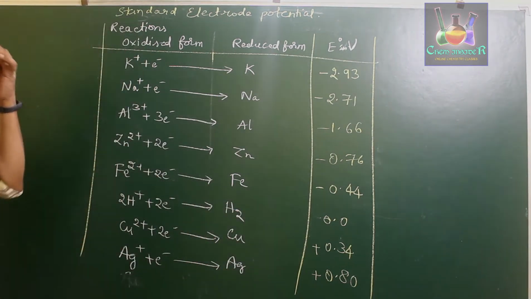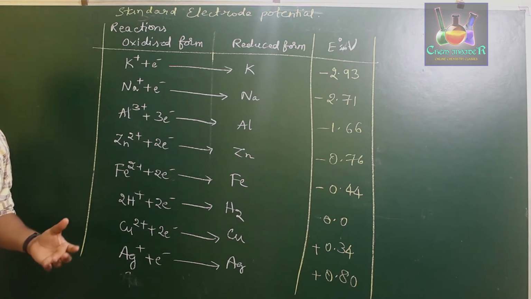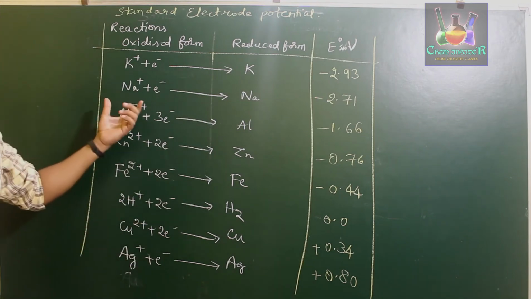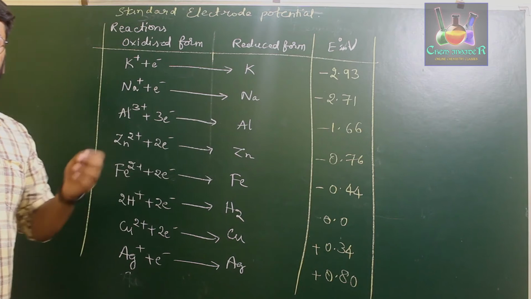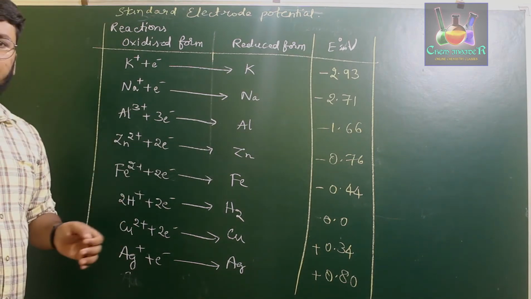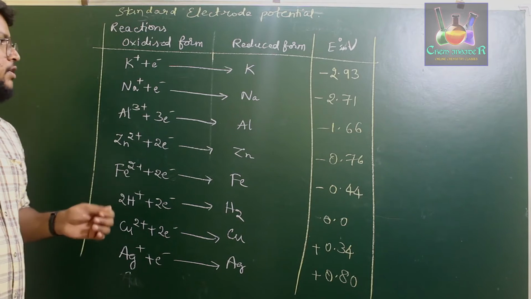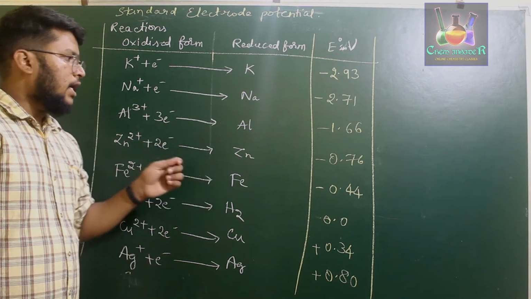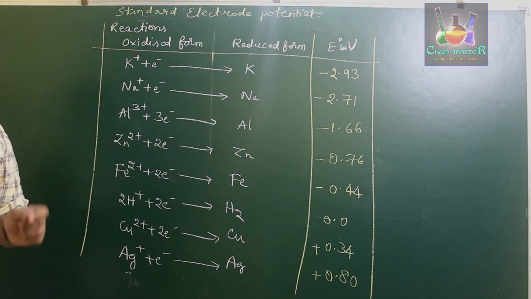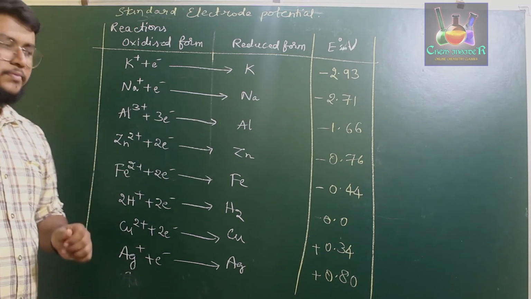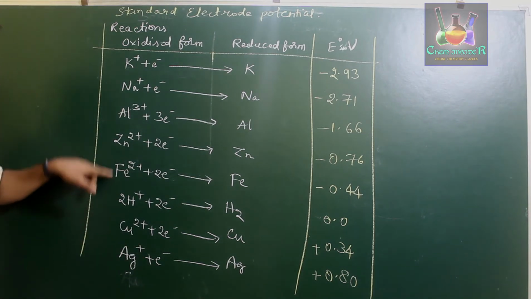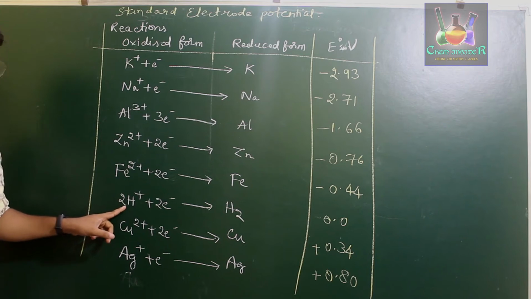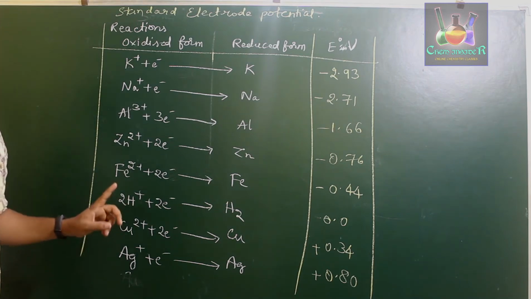What we can say here is, when a metal ion gains an electron to form the metal and has electrode potential less than 0, that metal ion can replace hydrogen from its acid solution. That is, the metals present above hydrogen in this series, with negative values, can replace hydrogen from its respective acidic solution.